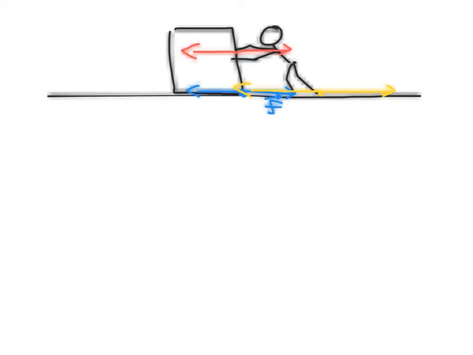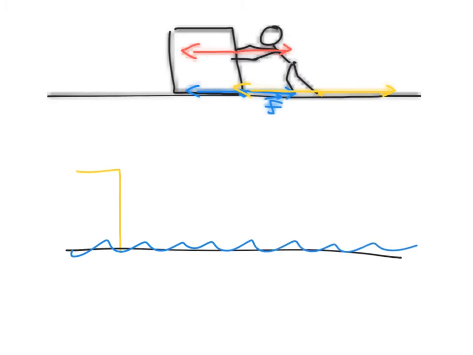Okay, so that's one example. Let's think about another one here. If you are jumping off a cliff, maybe you're jumping off into some water. So you jump off and you are falling.